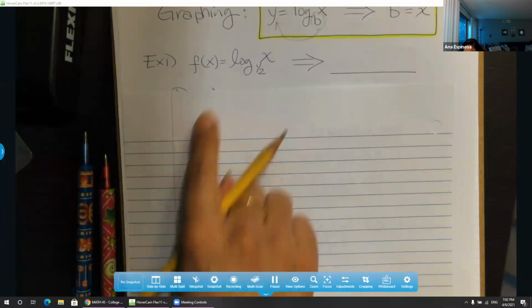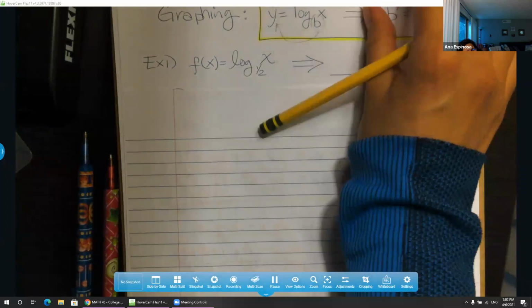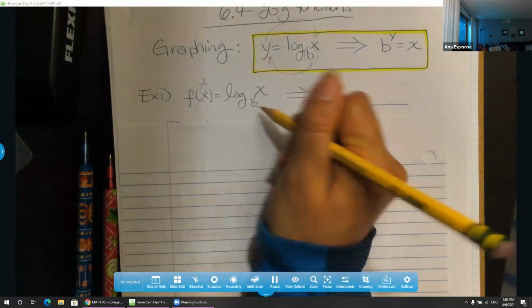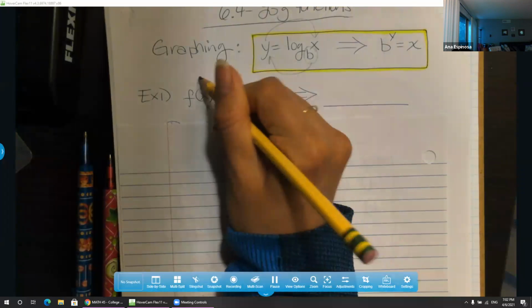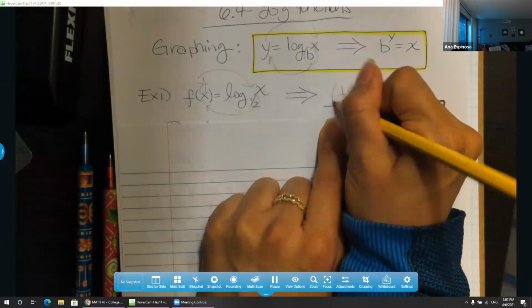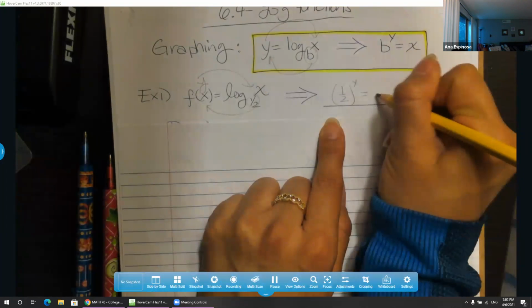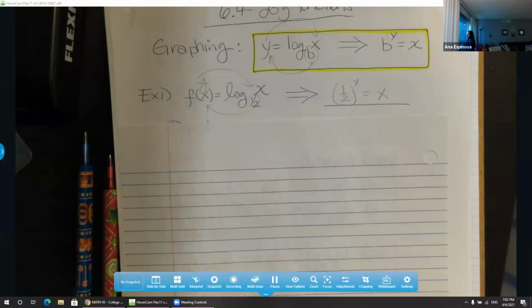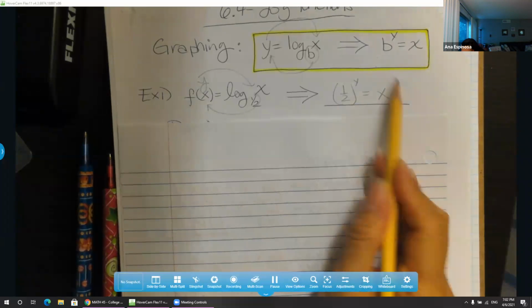So when you have something like this that you have to graph, log base a half of x, you pretend this is a y, you circle this, and raise it to that power equal. So the exponential will be 1/2 to the y equals x. Okay. All right, so that's what we're going to use to graph.